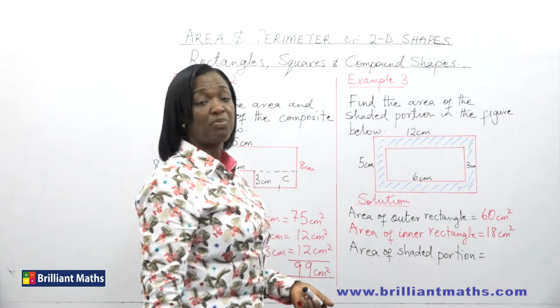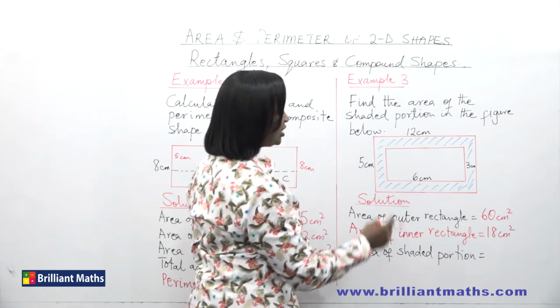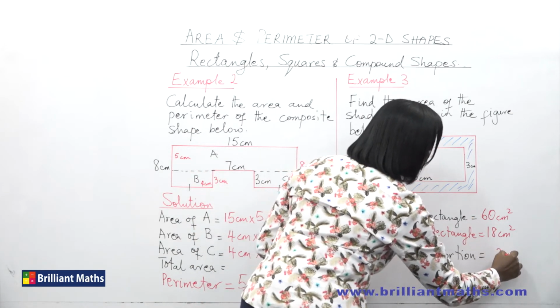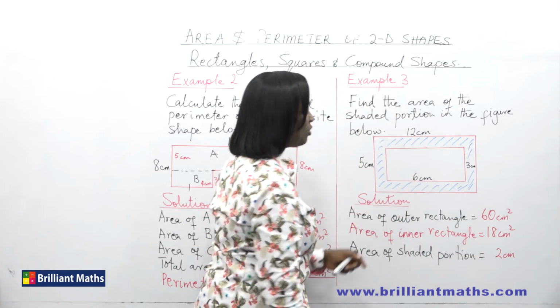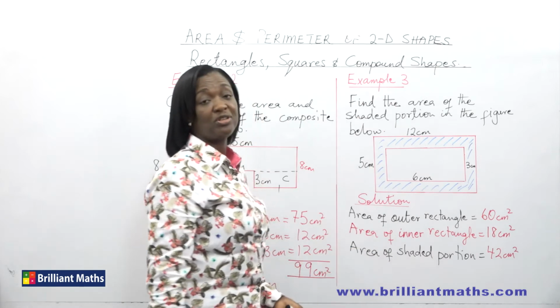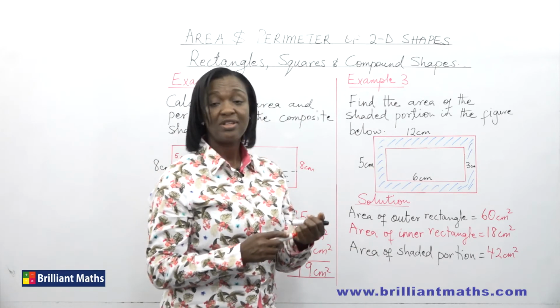The area of the shaded portion would be the difference. 60 minus 18. 10 take away 8 is 2. We have 5 left there. 5 take away 1 is 4. So the area of the shaded portion is 42 centimeters squared.